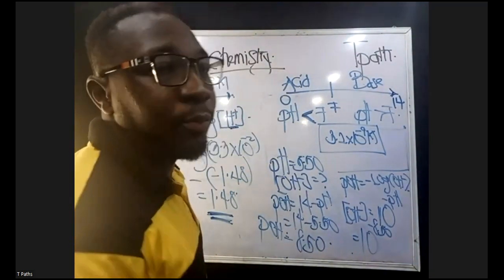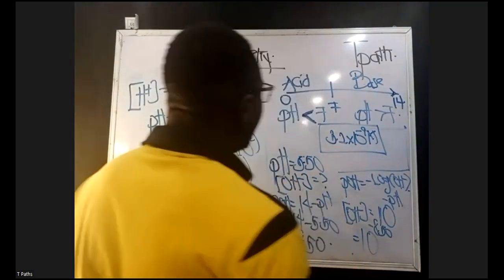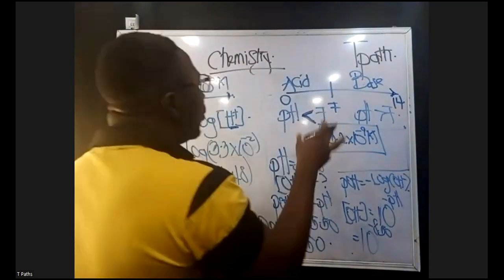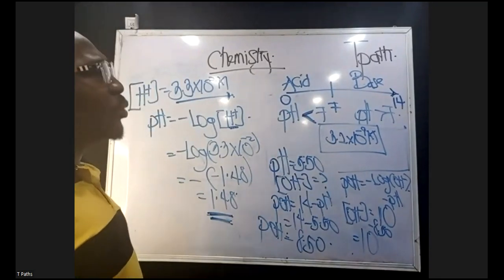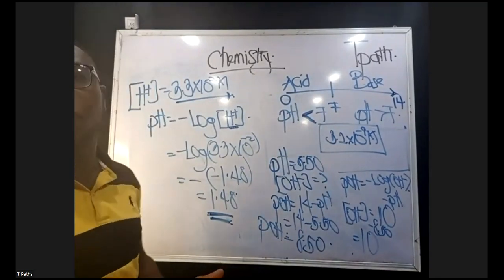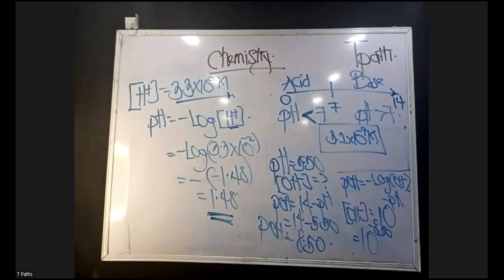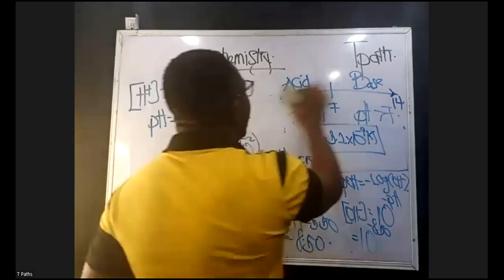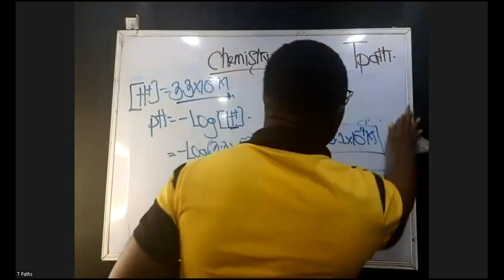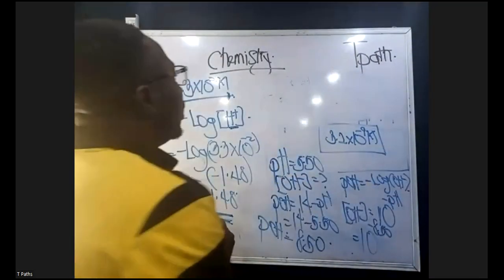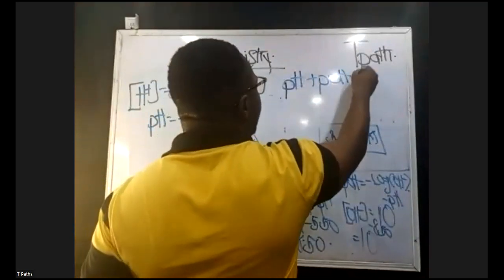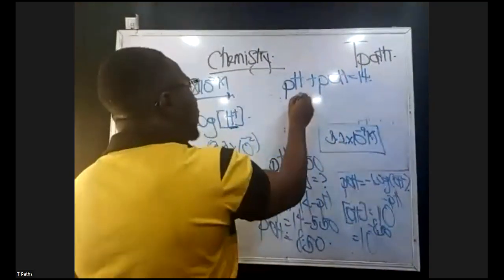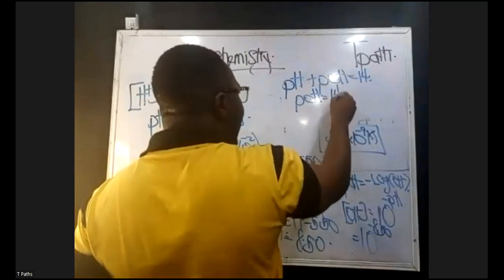Now, if the pH is 5.50, we are told to determine the amount of the OH minus ion. We don't know the amount of the OH minus ion, but we can recall that there's a relationship that links us to the OH minus ion. And what is that relationship? The relationship is pH plus pOH is equal to 14. So pOH is equal to 14 minus pH.